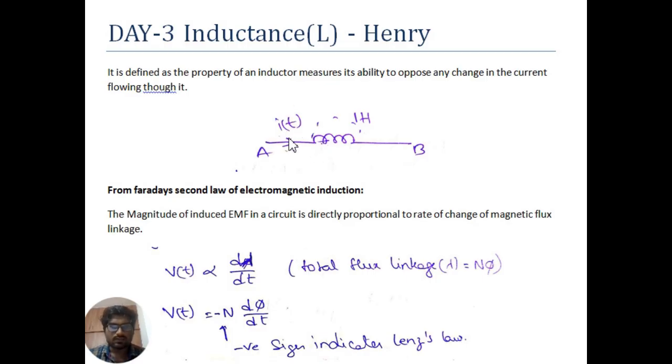That means the value of current cannot be changed immediately. It acts as a type of inertia to the current. This is the property of inductance, and according to Faraday's second law of electromagnetic induction, the induced EMF is proportional to the rate of change of flux.